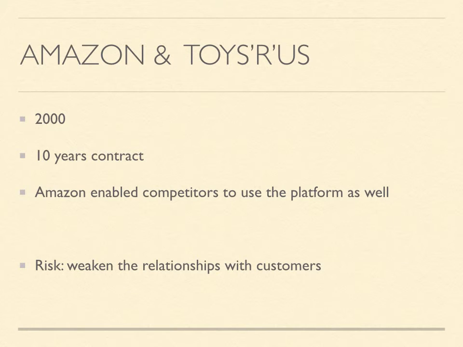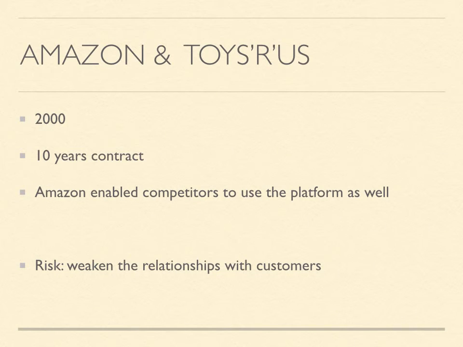The problem that appeared later in this case is that there was no differentiation between Toys R Us products and the other products of their competitors. Therefore, users who used Amazon saw just the variety of products with no differentiation of Toys R Us in particular.